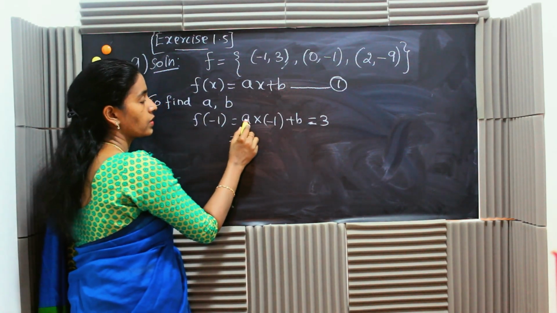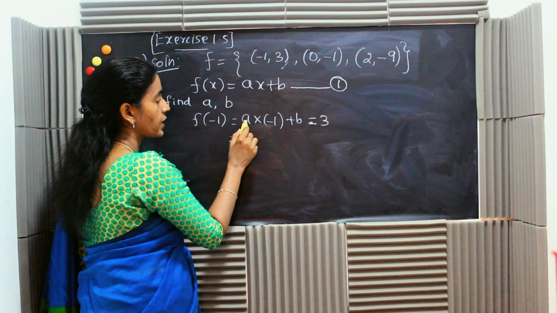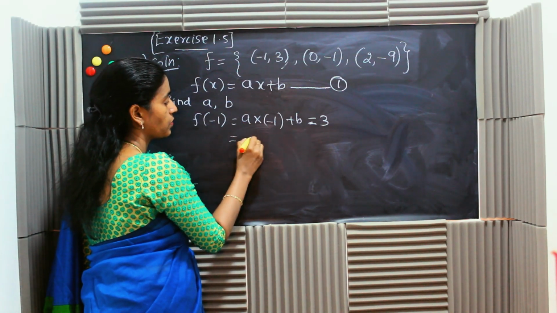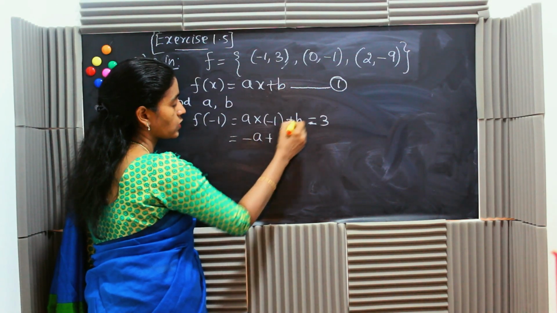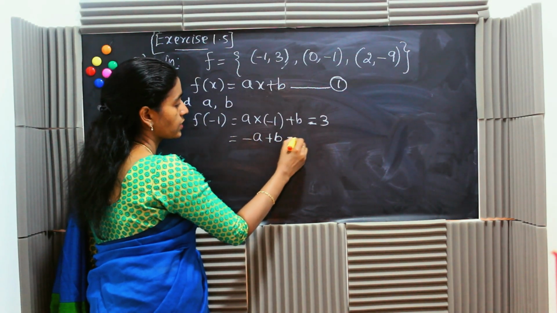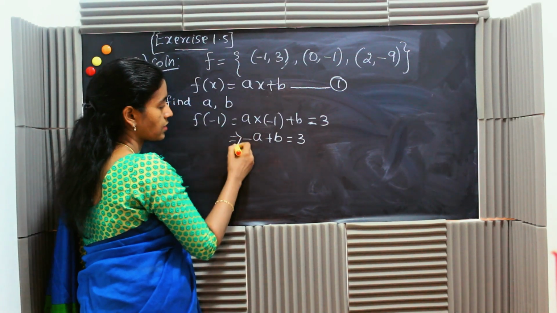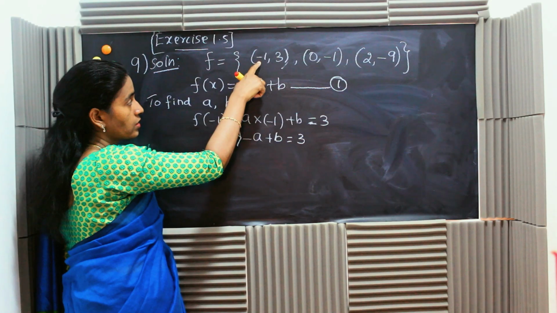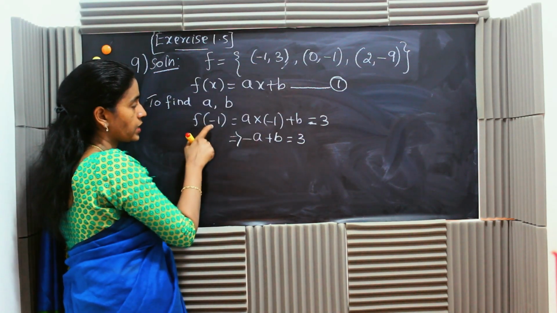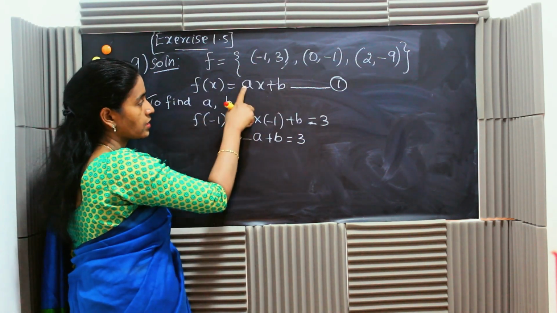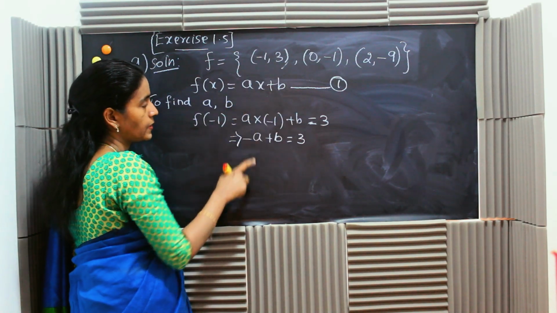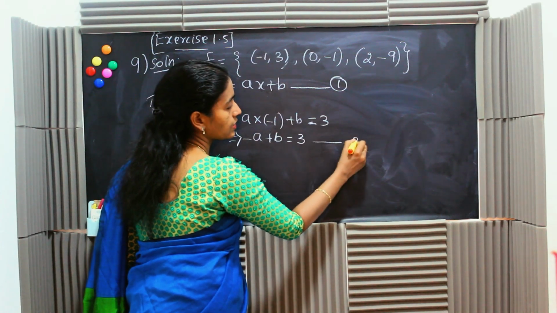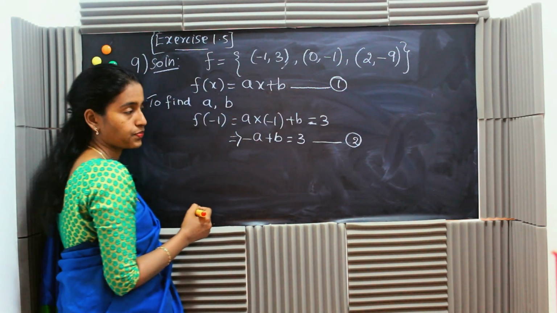Now, if you are multiplying a with -1, the answer would be -a, and this plus b equals 3. This is one expression we are getting after substituting this -1 value in place of x in ax plus b. We can say this is equation number 2.